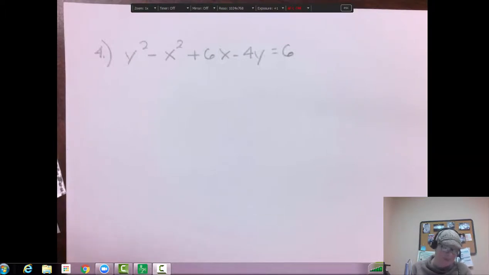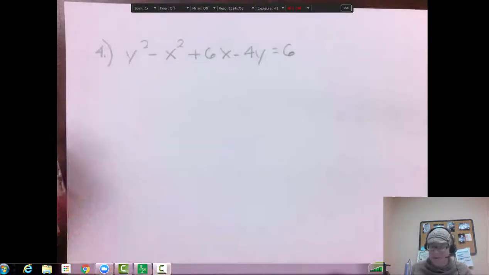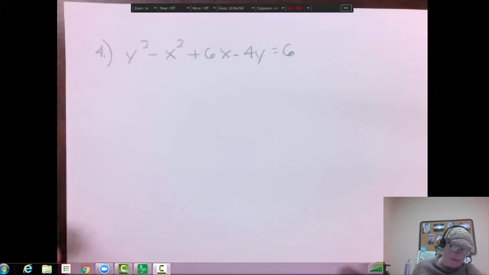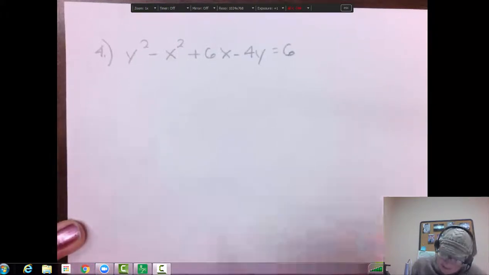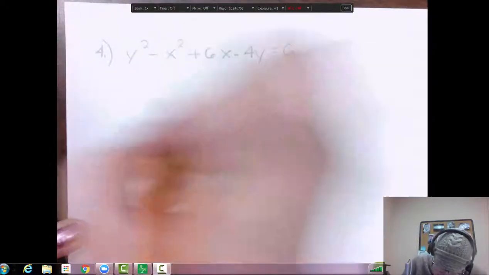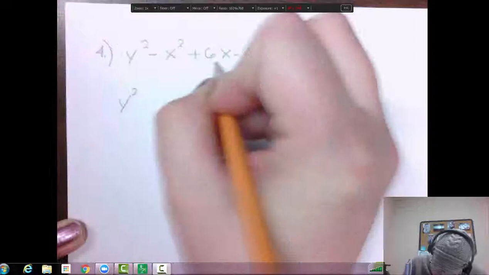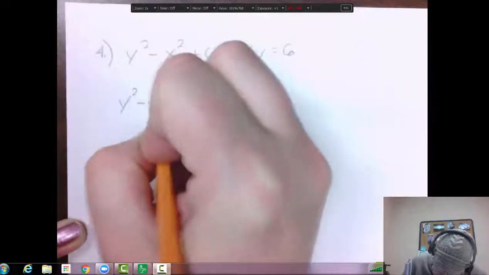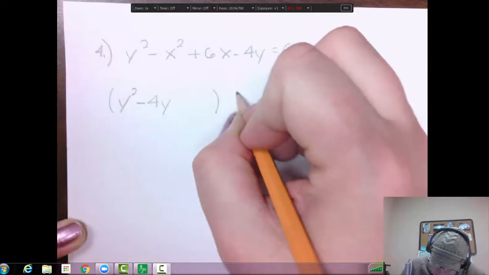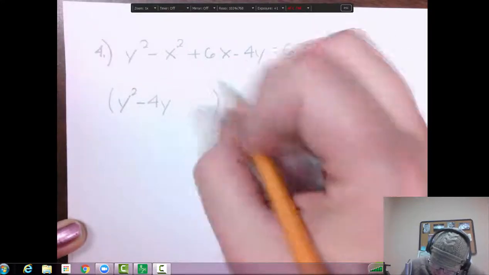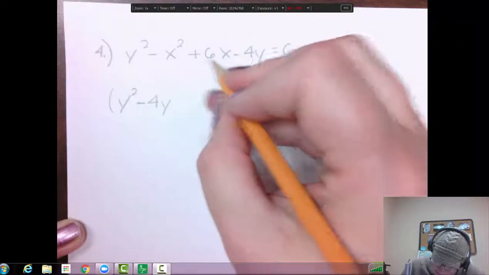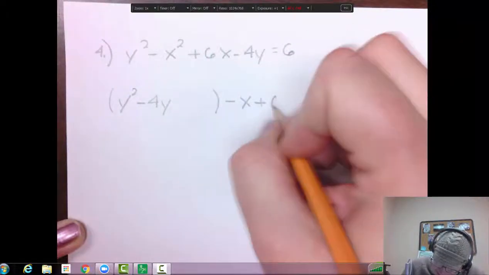It could be a circle, but let's look at what shape we have here. Okay, so we're going to match the y's and the x's. So the y, I'm going to do y² and the minus 4y and then group those together. And then the next one would be negative x² plus 6x.